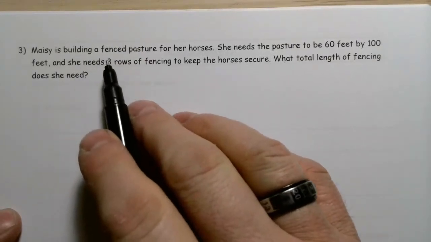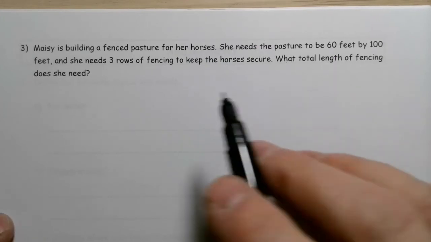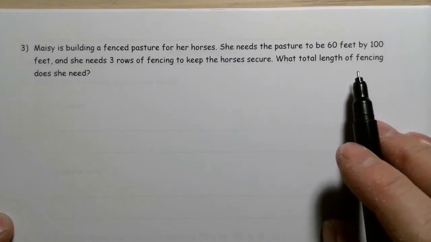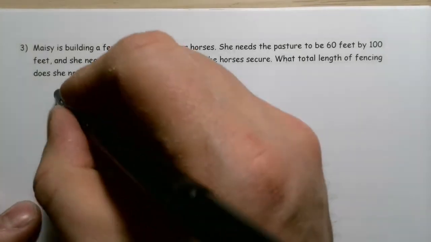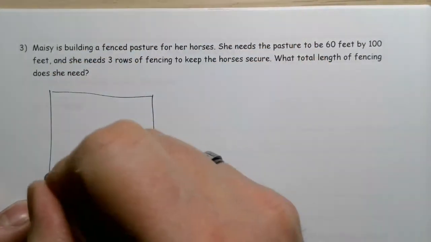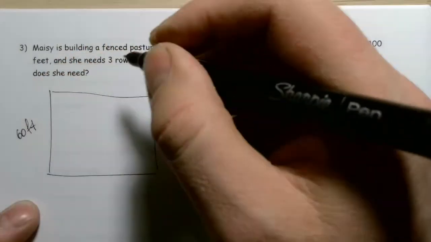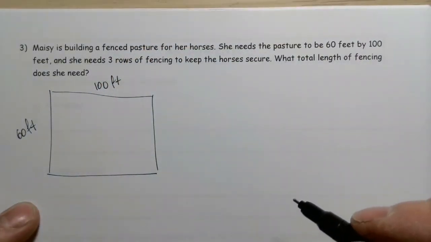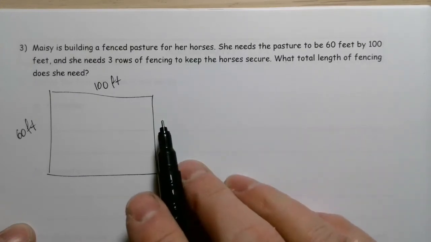Maisie is building a fenced pasture for her horses. She needs the pasture to be 60 feet long and 100 feet. And she needs 3 rows of fencing to keep the horses secure. What is the total fencing that she requires? Okay. See, now here's a spot where that diagram is going to make a big difference here. So here's sort of what they're trying to describe here. Let's say this is your 60 feet and this is your 100 feet. Okay. Now, she needs the pasture to be 60 feet by 100 feet, and she needs 3 rows of fencing to keep the horses secure.